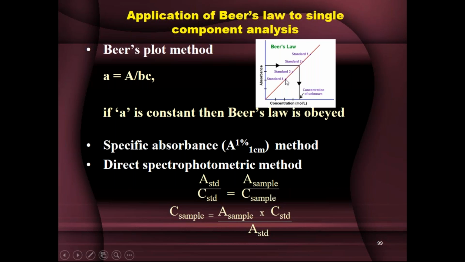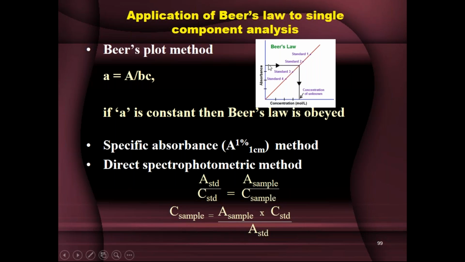So suppose you take at this point the absorbance divided by the path length into the concentration, then you will get a particular absorptivity value. At this point also, you will get an absorptivity value. The two values should be the same. If it is a straight line, then the two values will be the same because the straight line will have the same slope at this point also and at this point also. And if the absorptivity remains the same, then we say Beer's law is being obeyed.